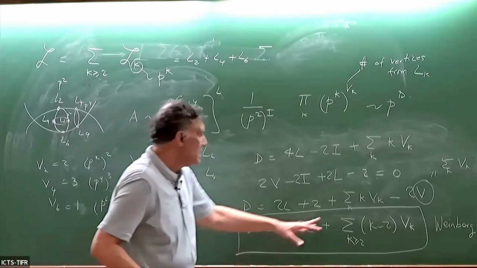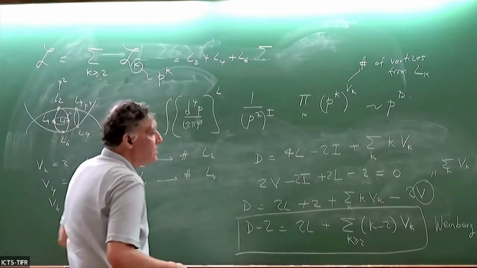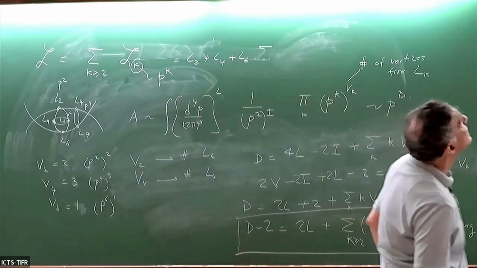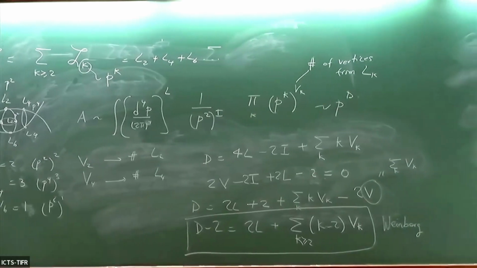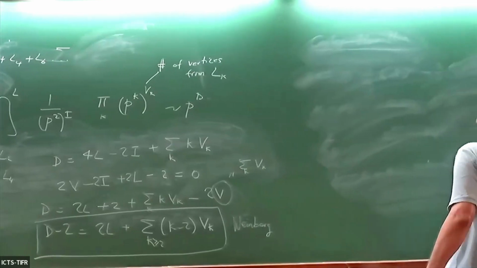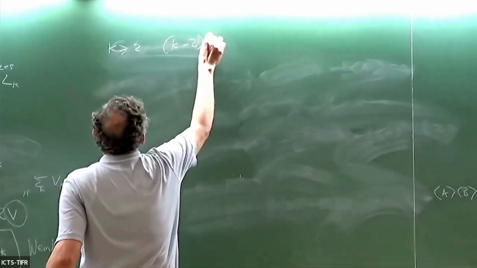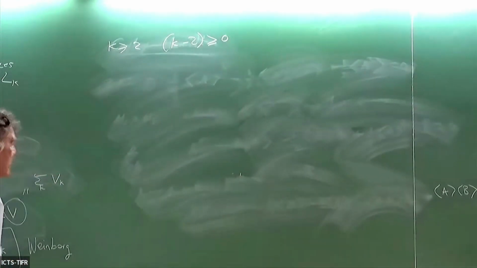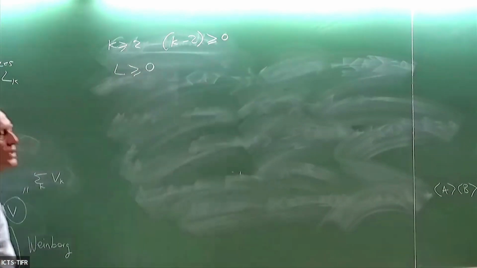Okay, now on the right-hand side, because my Lagrangian starts at power k to the 2, I have the inequality that k must be bigger than or equal to 2. There are no terms with 0 or 1 derivative. So k minus 2 is bigger than or equal to 0. And the number of loops, you can have tree level, but you can't have -1 loops. So the number of loops is bigger than or equal to 0. So both terms on the right-hand side are at least 0 or bigger.